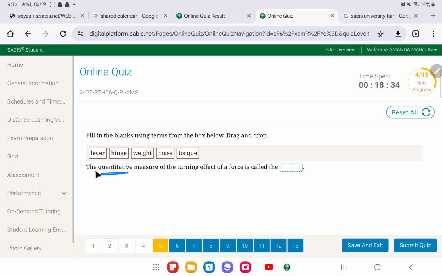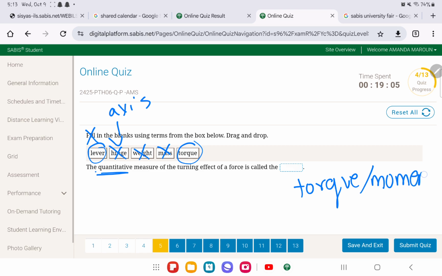Now question number 5. The quantitative measure, meaning it is a number, of the turning effect of a force is called... So let's see our answers. We have lever. No, it's not the quantitative measure of the turning effect of a force. It's not the hinge. Hinge means axis, by the way. It's not the weight, it's not the mass, but it is the torque. Torque or moment is the quantitative measure of the turning effect of a force.